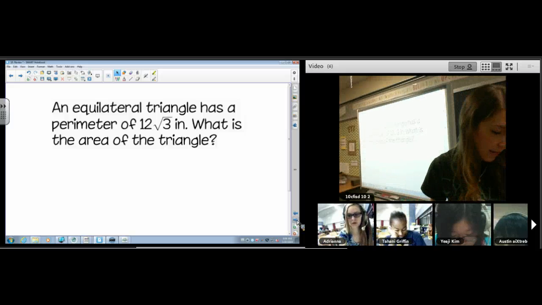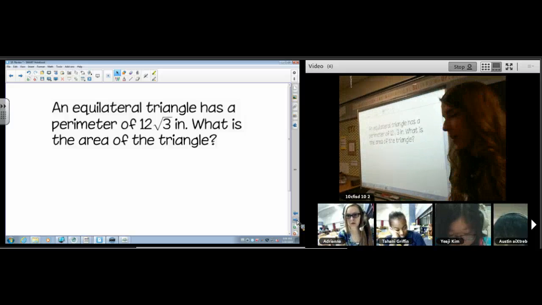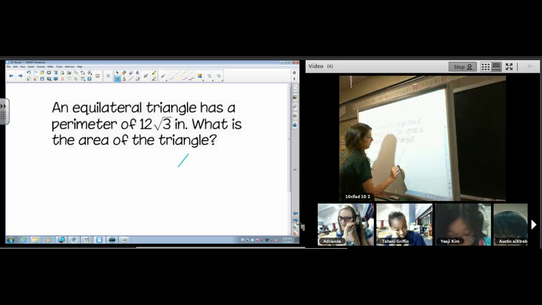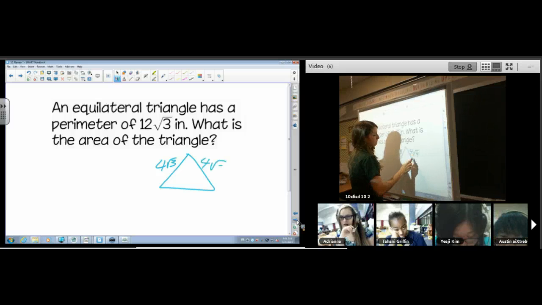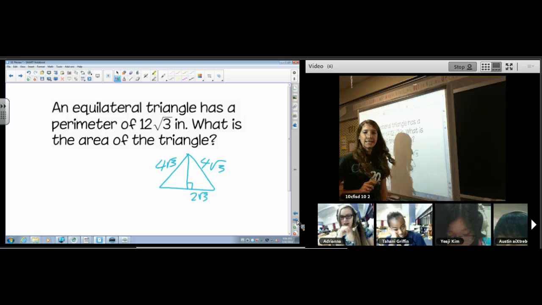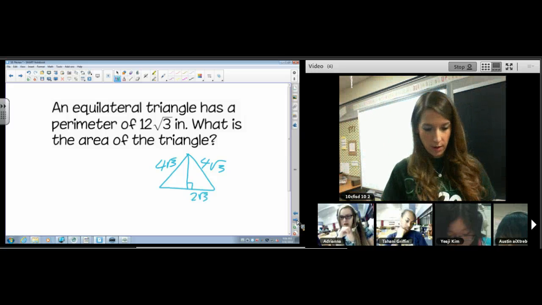Okay, so if it's got a perimeter of 12 root 3, then that means that each side is 4 root 3. And when we draw the height, we're going to bisect that side, so we're going to get 2 root 3.